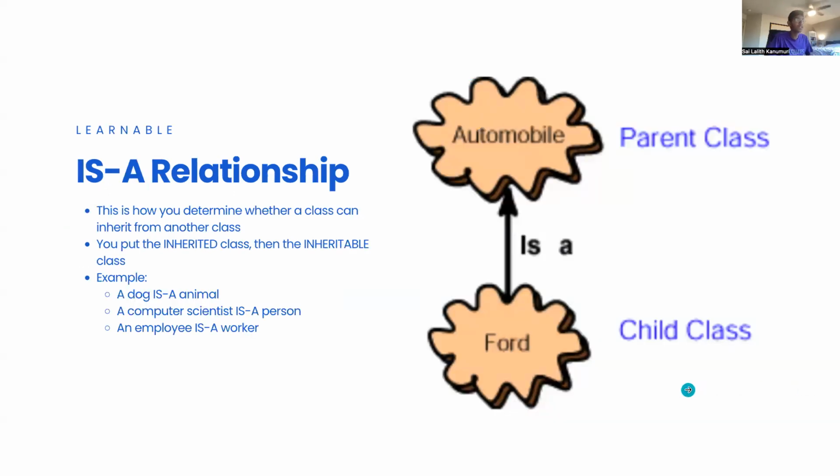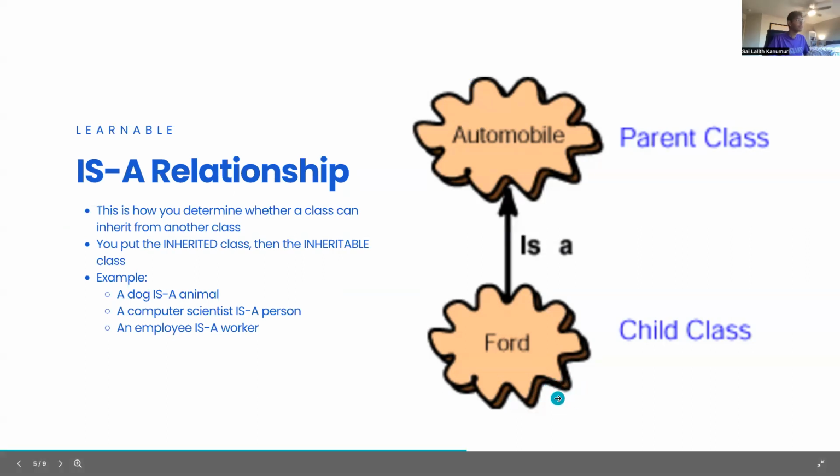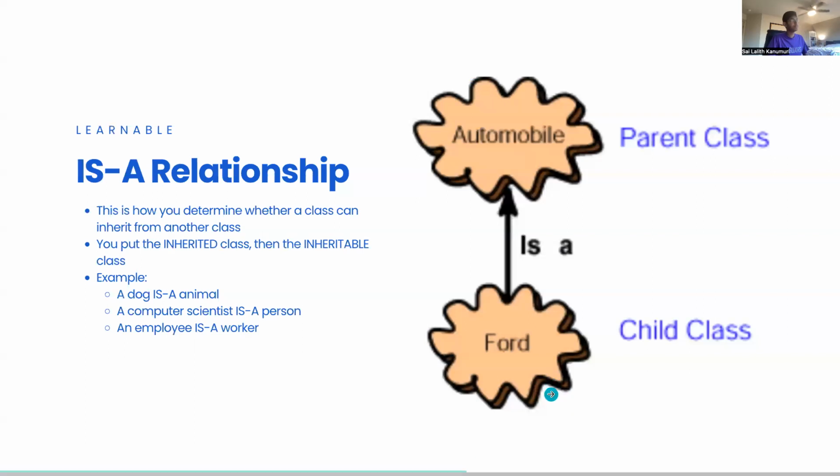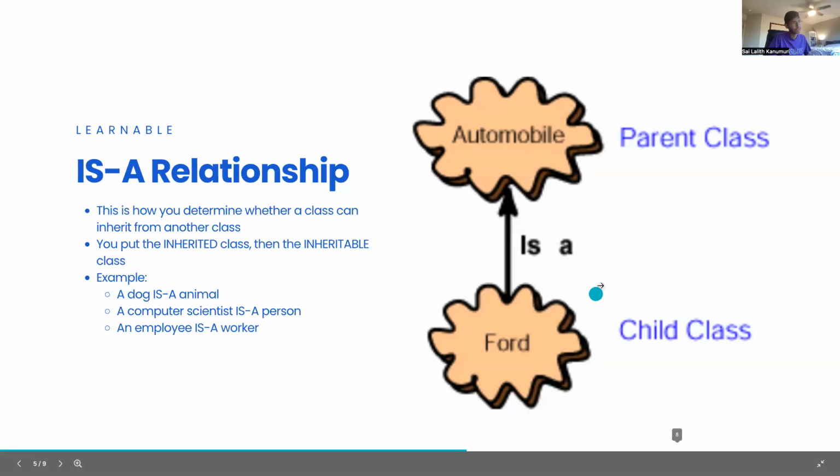And another really important relationship is the is-a relationship, right? So this is how you determine whether a class can inherit from another class. The inheritable class is on the top, and the inherited class is on the bottom. Like you see here, the parent class and the child class.